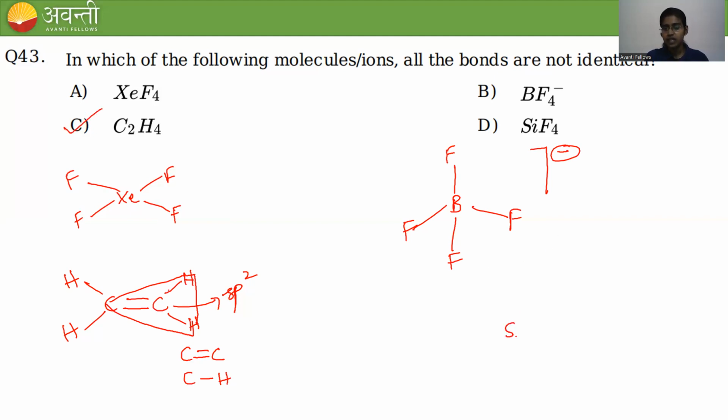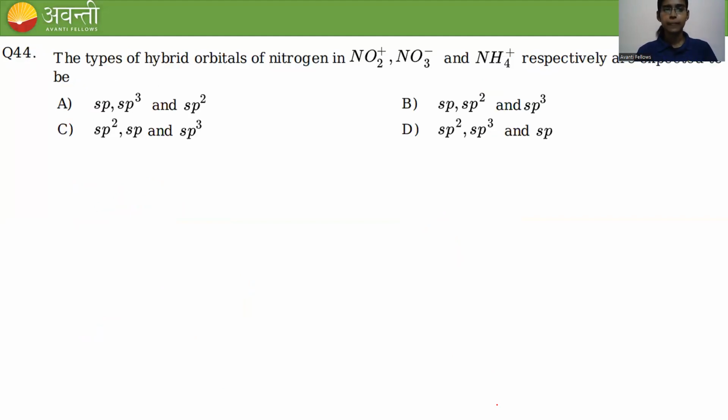And we can try with SiF4 also. It is tetrahedral in structure. Since the valency of silicon is 4, it forms 4 bonds and all the 4 SiF bonds are equal. So option C, C2H4 is the correct answer for this question. Now coming to question number 44. The types of hybrid orbitals of nitrogen in NO2 plus, NO3 minus, NH4 plus respectively are. Just try to find out the hybridization of the nitrogen.